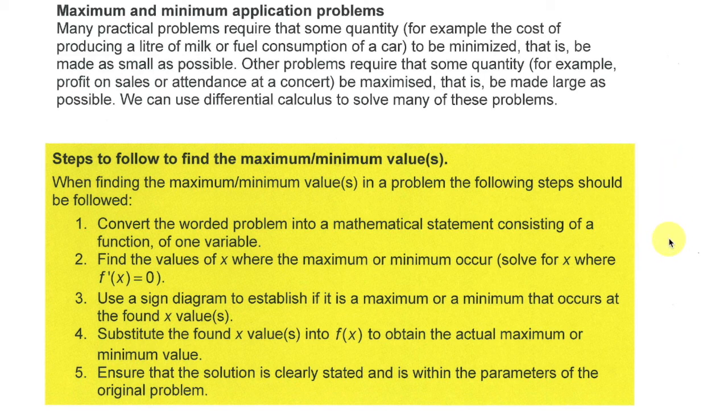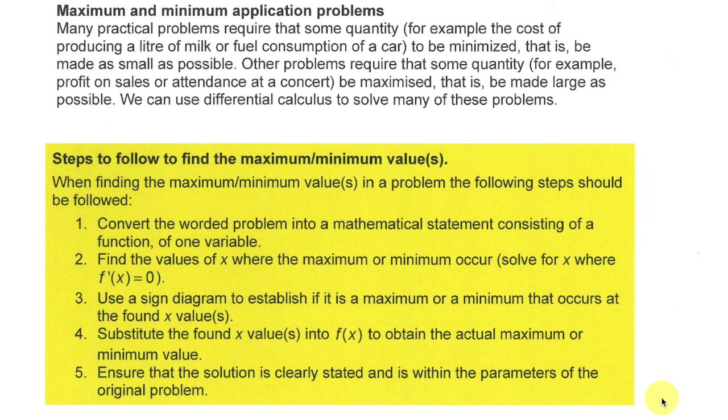Firstly, the question will be given to you in a written format, and what you need to do is to be able to convert that into some kind of mathematical statement or equation. You then want to find the values of x for where the max or min occurs. So basically, work out the derivative of the function, make it equal to 0, and solve for x. We then want to make use of a sign diagram to establish whether we're dealing with a maximum or a minimum. And of course, we substitute the found x values into the original rule to work out what the actual maximum or minimum values are.